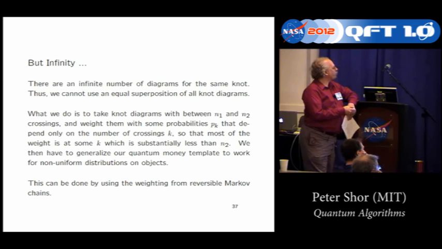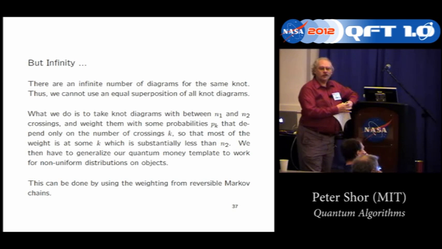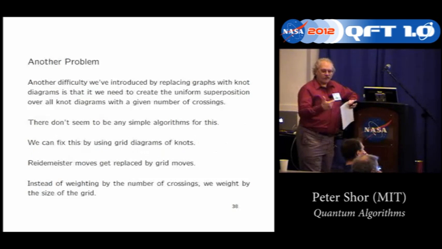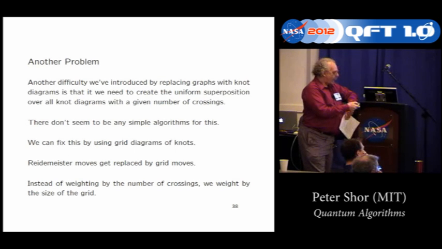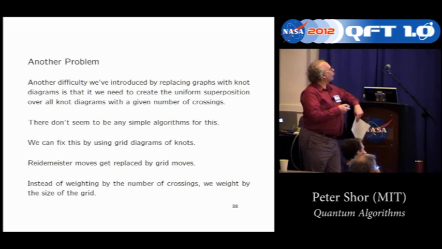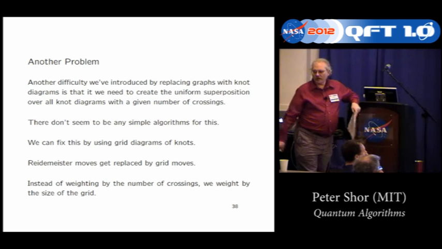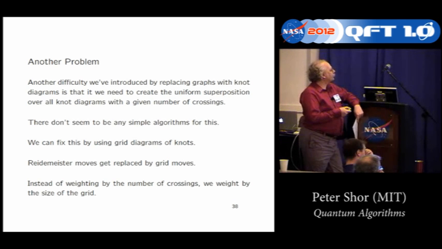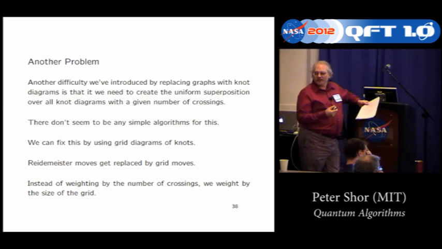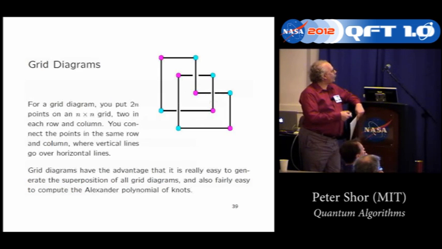And now you have to generalize the quantum money template with the verification procedure to work on this. You can do that by considering reversible Markov chains, and it's fairly straightforward to figure out what to do. Another problem is we've replaced knot graphs with knot diagrams, so we need to create the uniform superposition over all knot diagrams with a given number of crossings. And there might be algorithms for this. In fact, I'd be surprised if there weren't, but there aren't any simple algorithms for this.